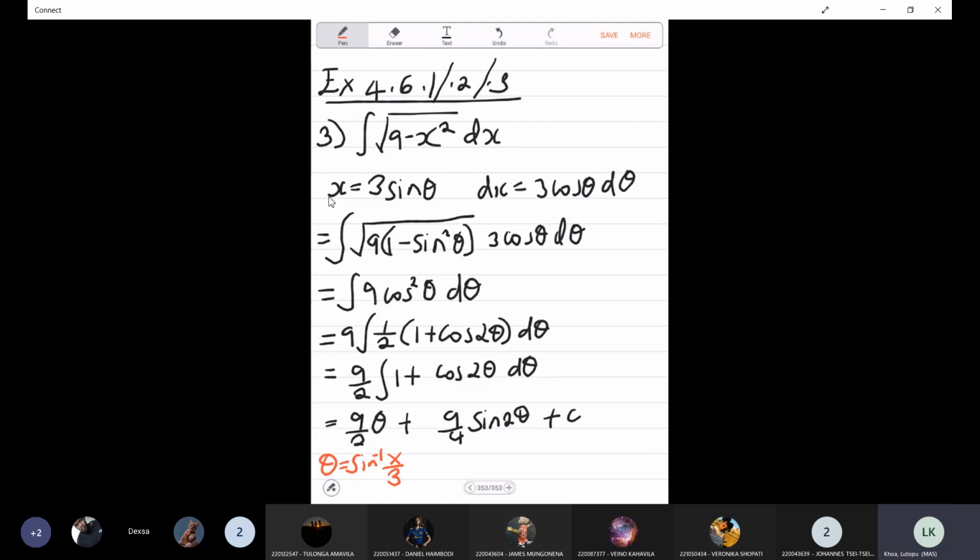And then our triangle, because we need cos theta. So sine theta is x over 3, so that's opposite over the hypotenuse. And then here we have the square root of 9 minus x squared. Okay, we have everything we need to substitute there. So we have 9 over 2 times sine inverse of x over 3, plus 9 over 4 times 2 sine theta cos theta, and then add your constant of integration.